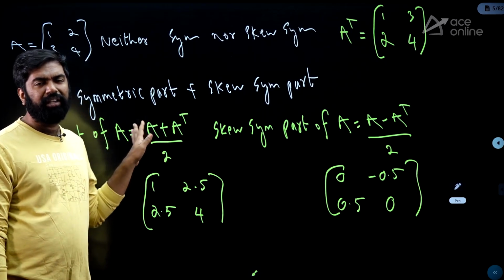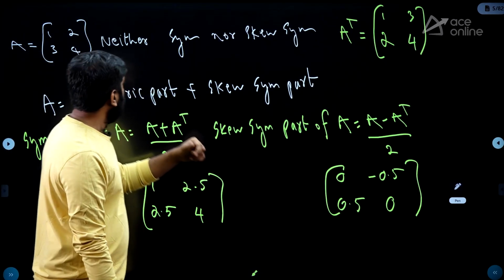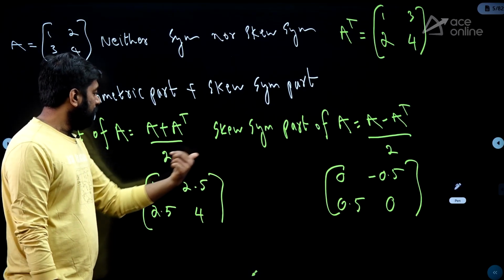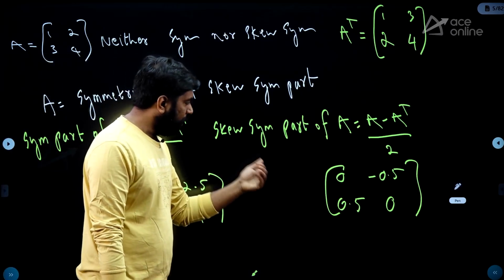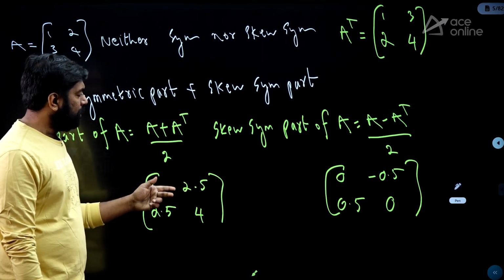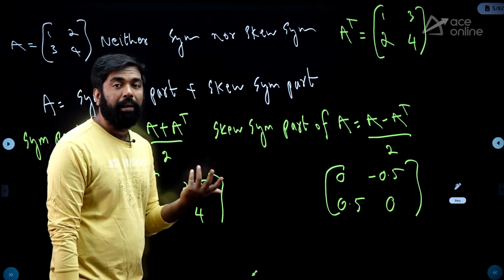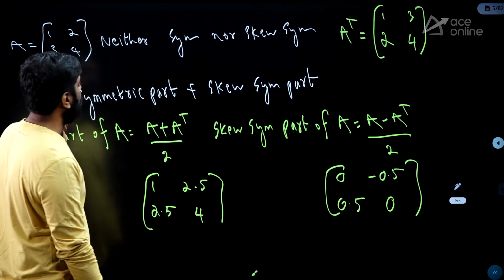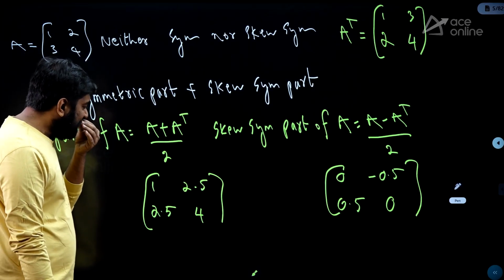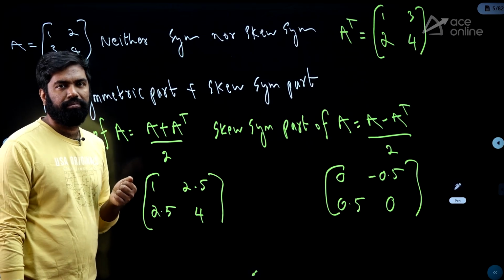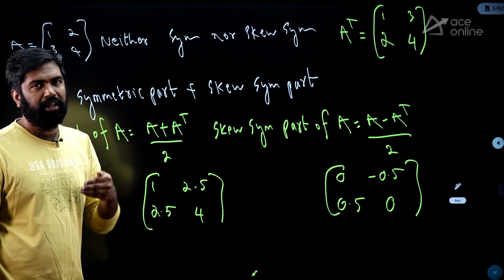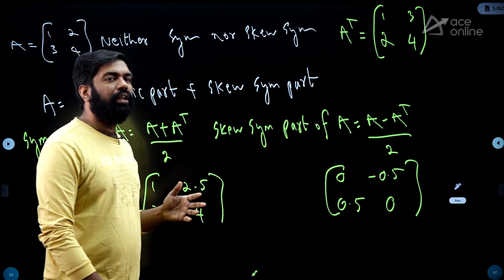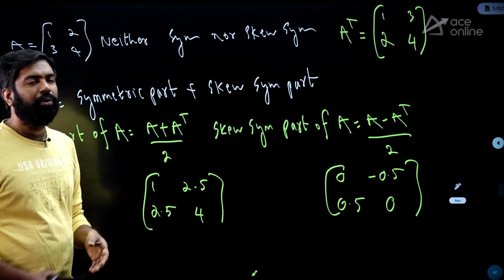The idea is, when you add the symmetric part to the skew-symmetric part, you have to get back the matrix A. So 1 plus 0 is 1, matching. 2.5 plus minus 0.5 is 2, matching. 2.5 plus 0.5 is 3, matching. 4 plus 0 is 4, matching. If you don't put that 2, adding them will not generate the matrix A. These things have been asked in your previous examinations. You have to be alert and know these things instantly. In the exam you will not say, I will derive; you will retrieve this instantly.